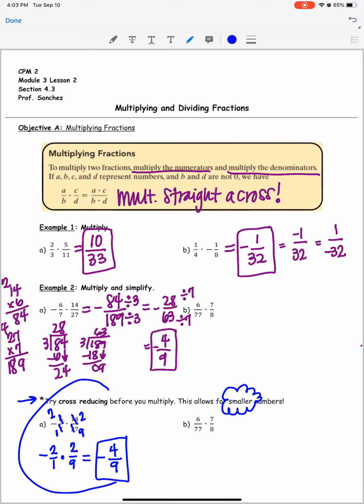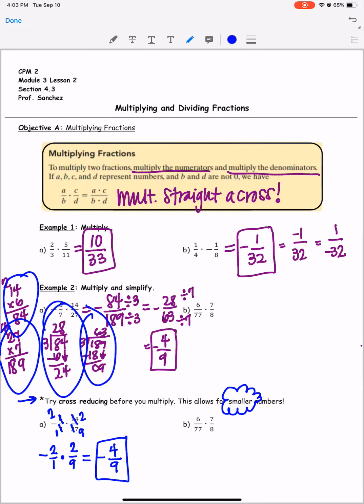Would you rather do this amount of work or this amount of work? Hopefully you said this one because this one's a lot easier. It's a lot less work. So I'm not even going to do B here. Let's just figure out what the answer is to B on this one. That way we don't have to multiply, multiply, divide, and divide.